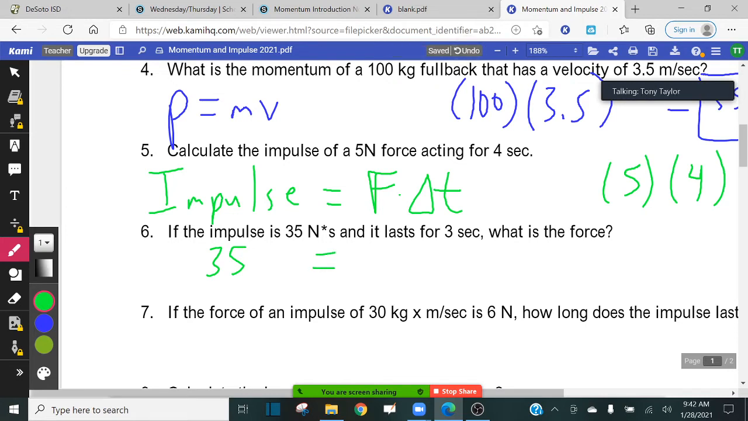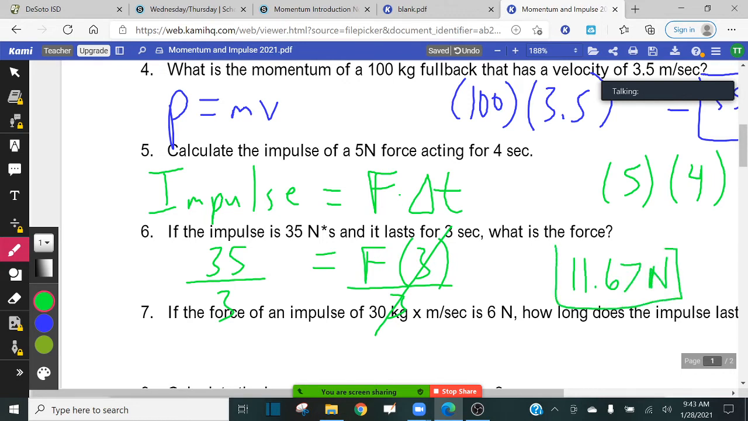They tell us that the force lasts for 3 seconds. So I'm going to plug in 3 for my time interval, because that's what we're told. Now, how do we solve for the magnitude of this force? Super easy. You guys know how to do that. Divide both sides of the equal sign by 3. So 35 divided by 3, if you put it in your calculator, you're going to get a force value of 11.67 newtons. Okay.